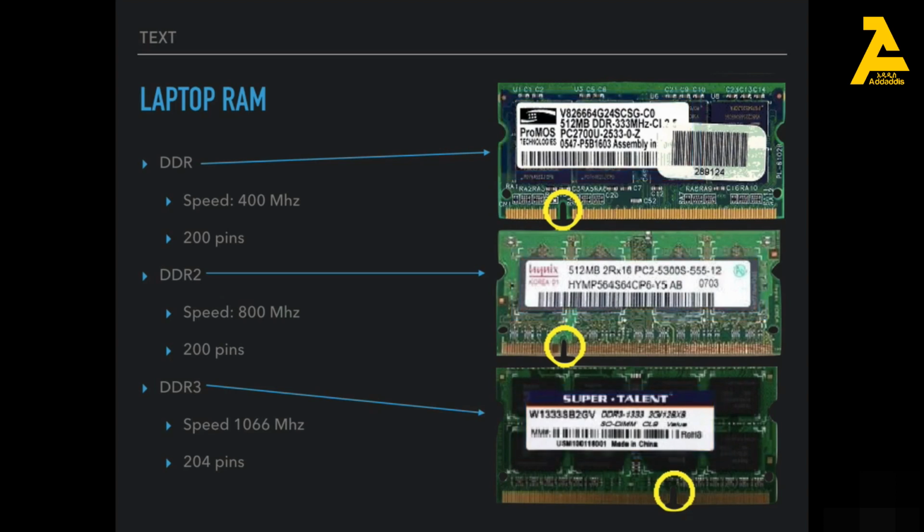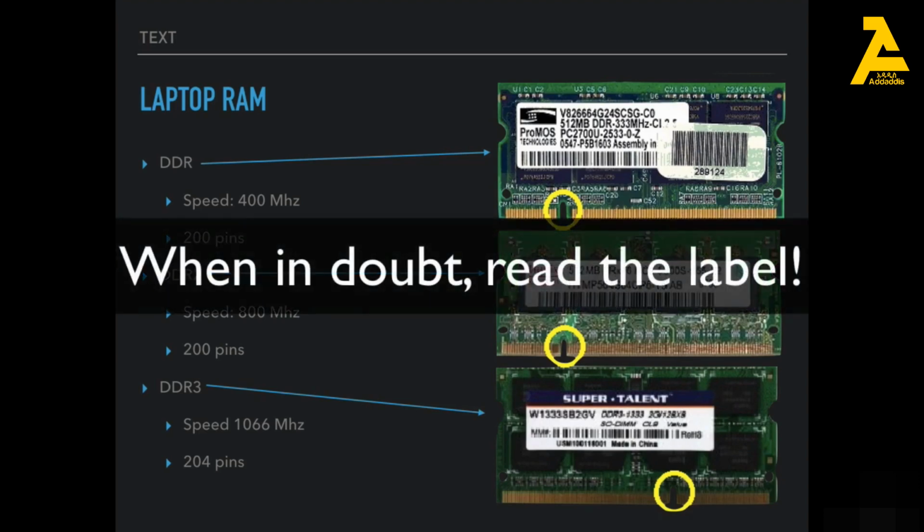The final type of RAM is the most current type of RAM that you can get today, DDR3. It has a speed of 1066 MHz and it has 204 pins. What sets it apart is that the notch in the bottom of the RAM is on the opposite side of the RAM chip, and it's a little bit further in from the far side. When in doubt, read the label.